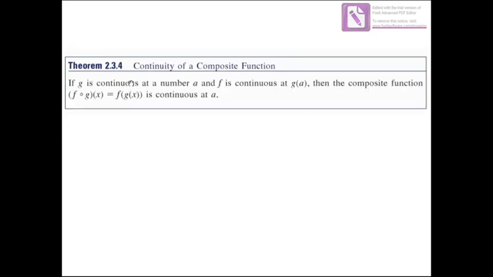And we have theorem 2.3.4, continuity of a composite function. So if g is continuous at a number a and f is continuous at g(a), then the composite function f composed with g, which is equal to f(g(x)), will be continuous at a. So if g is continuous at a and f is continuous at g(a), then the composite f of g will be continuous at a. Meaning if g is continuous at the point a and f is continuous at g(a), then the composite function f of g will be continuous at the point a.